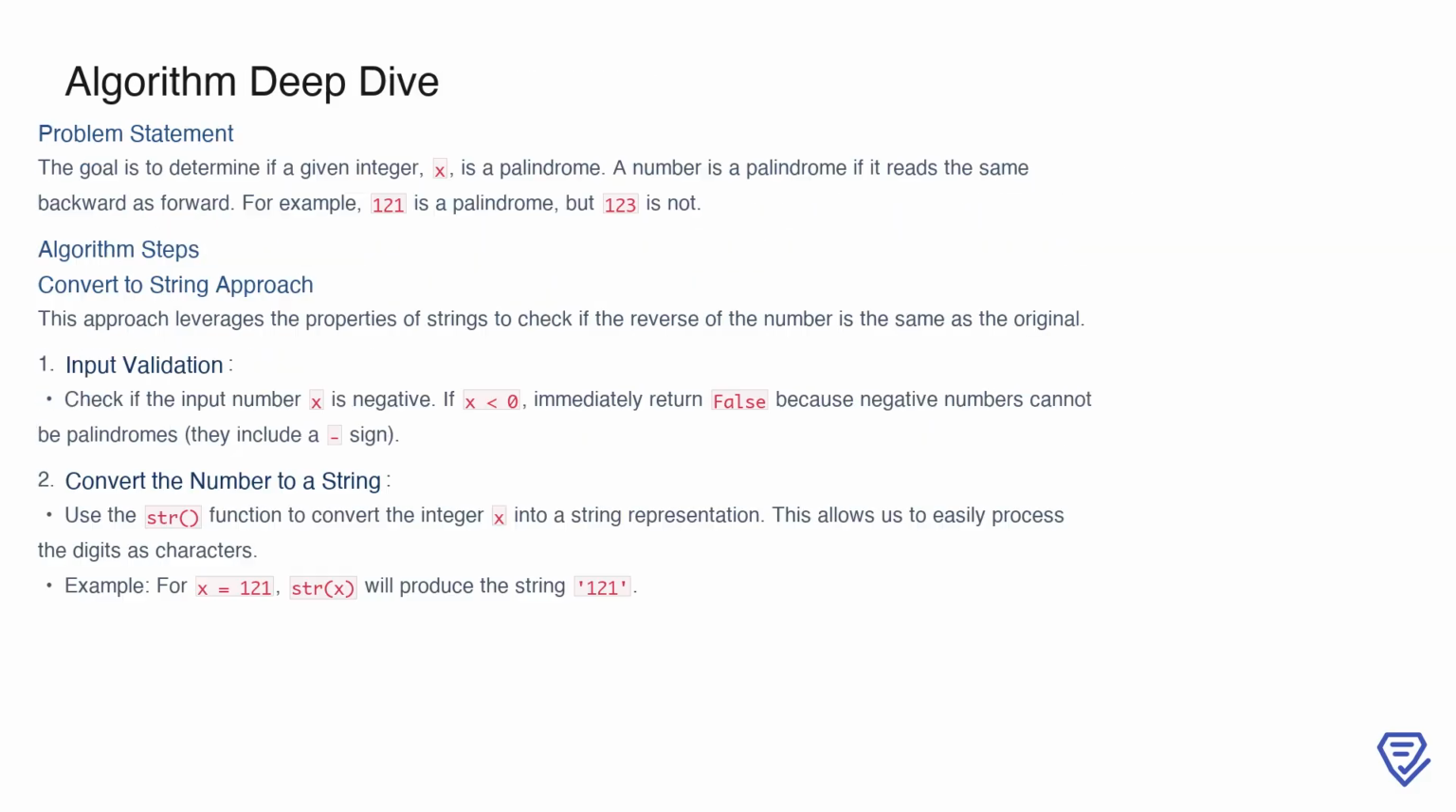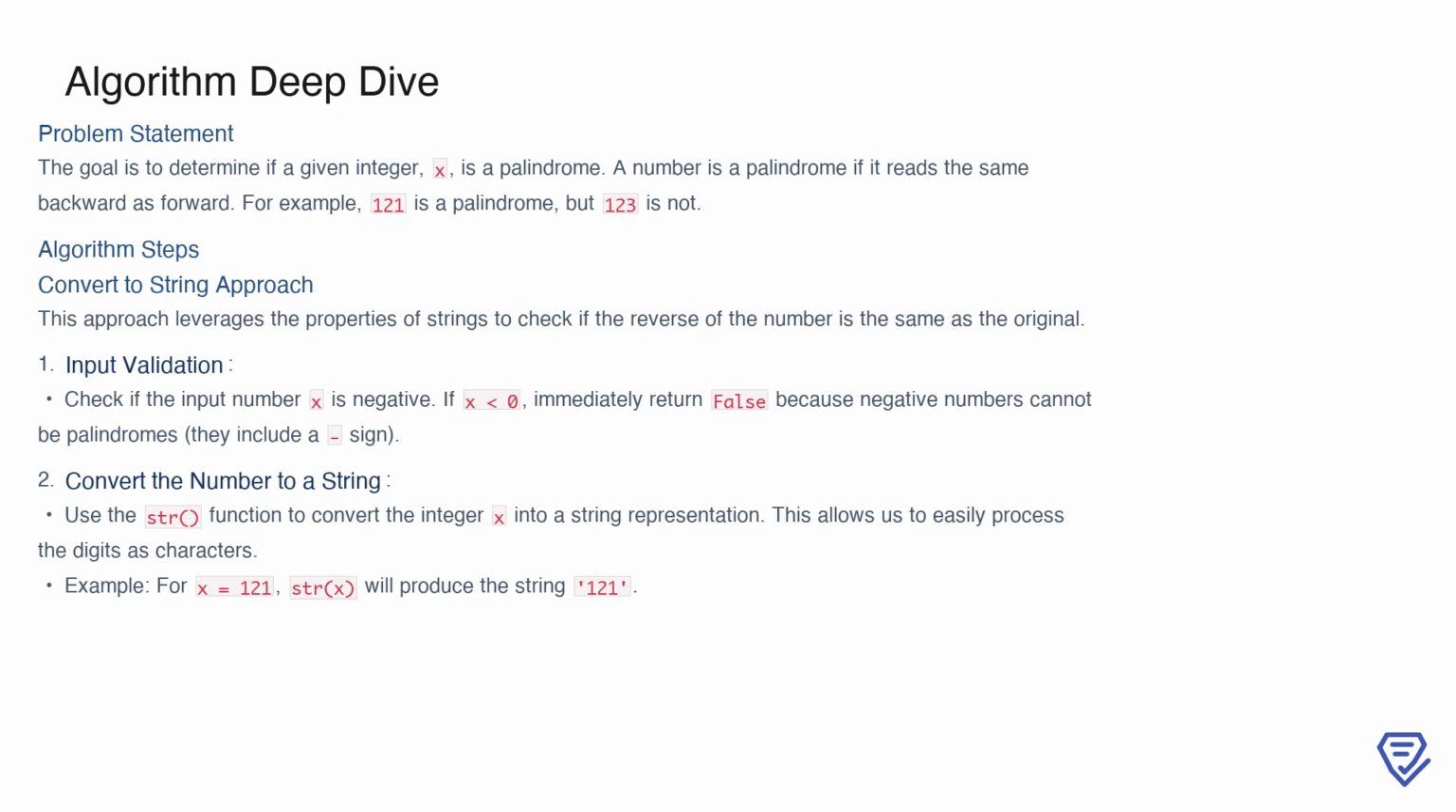The problem we're solving is to determine whether a given integer, x, is a palindrome. A number is considered a palindrome if it reads the same backward as it does forward. For instance, the number 121 is a palindrome because reversing its digits results in the same number, but 123 is not because reversing it yields 321.